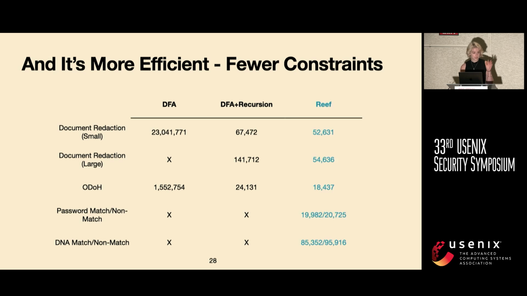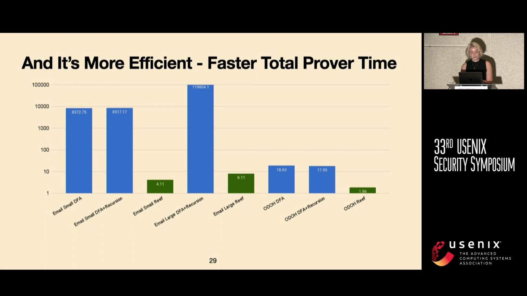Reef, on the other hand, is able to compile across all of the applications we talked about earlier on a laptop with 8 gigs of RAM. Additionally, you'll notice that the number of constraints is significantly smaller, in some cases multiple orders of magnitude. And not only is Reef more efficient in terms of number of constraints, it's more efficient in terms of total prover time. So here we have a couple of the applications where we were able to fully compare Reef to the baselines. Reef's prover time is up to 5 orders of magnitude faster than alternate solutions.